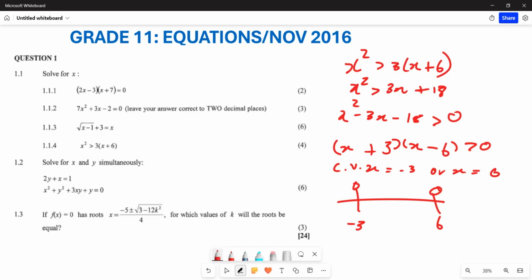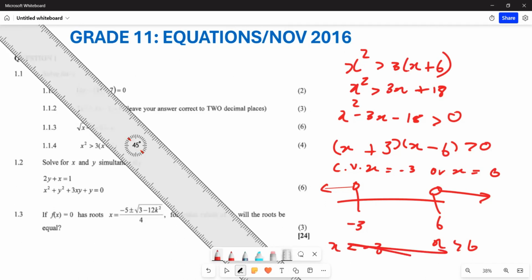Then secondly, what is it that you're going to do? You start from -3 going this way, or from 6 moving that way. Remember, these two values are not included, which means your answer here is going to be where x is less than -3, or where x is greater than 6. So basically, that is going to be the solution for this one. Are we together? This is basically how you're going to solve this inequality.